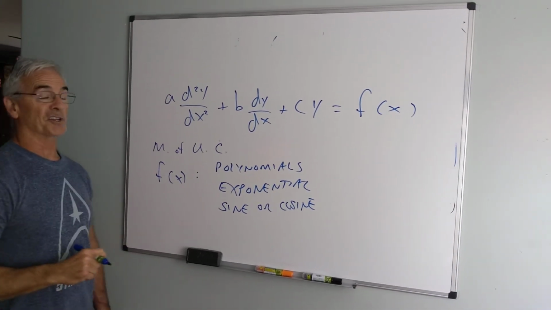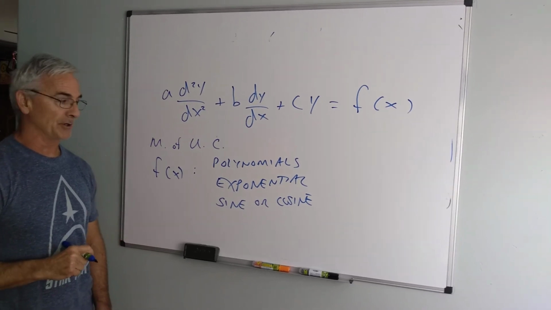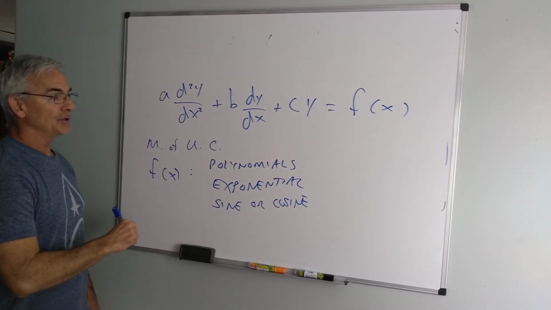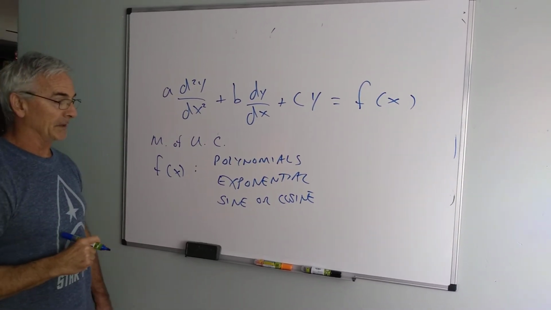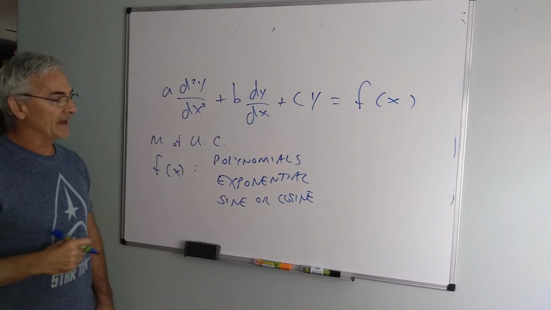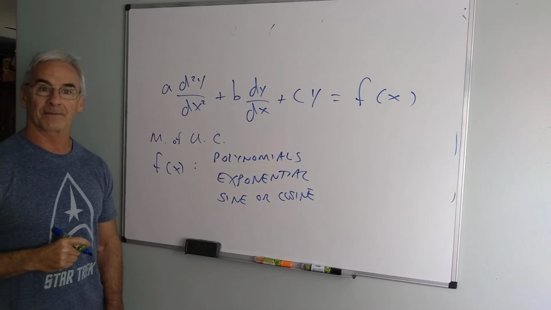For any other possible f of x, we use variation of parameters. As it turns out, you can use variation of parameters for all of these cases as well. It's just overkill because it takes a bit longer. So hopefully that clears up a few things and gets you a little bit more ready.